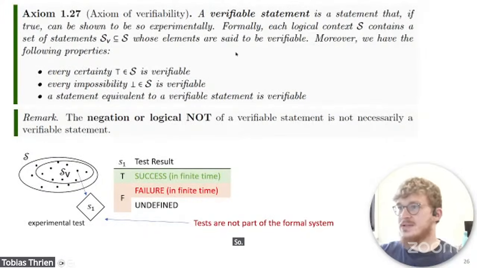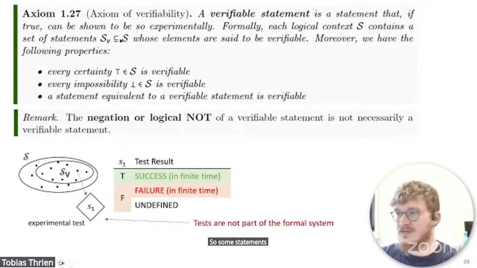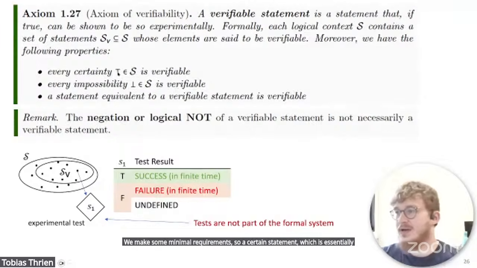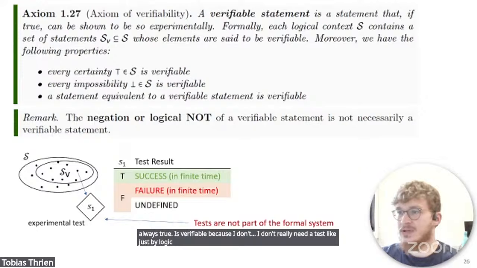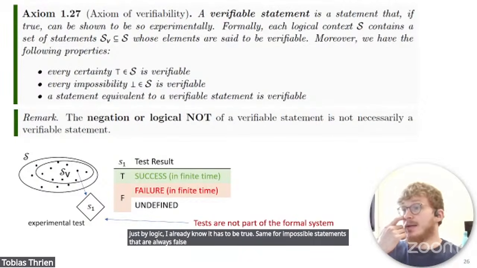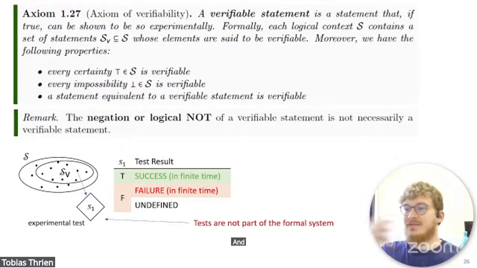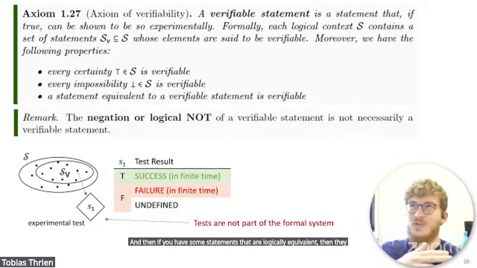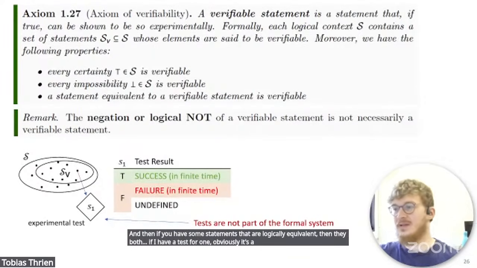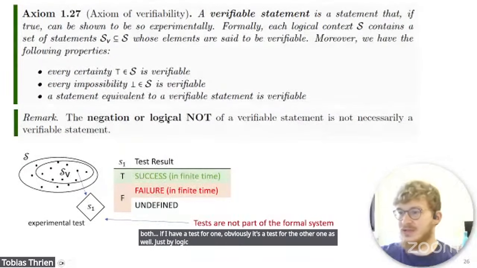So some statements in our total set of statements are verifiable. We make some minimal requirements. A certain statement, which is essentially always true, is verifiable, because I don't really need a test. Just by logic, I already know it has to be true. Same for impossible statements that are always false. And then if you have some statements that are logically equivalent, then if I have a test for one, obviously it's a test for the other one as well. Just by logic, they are essentially the same statement.